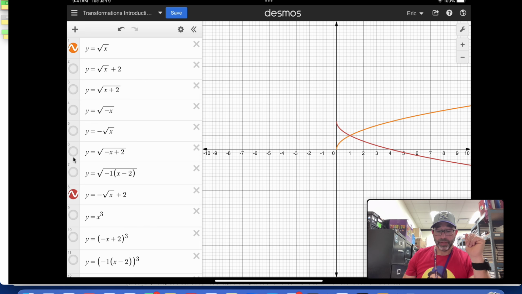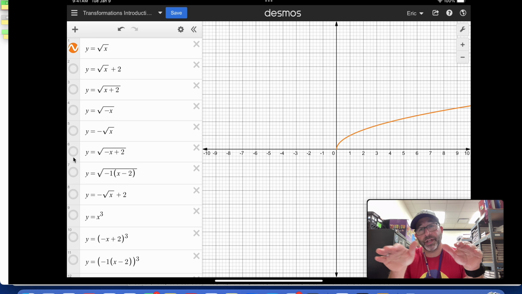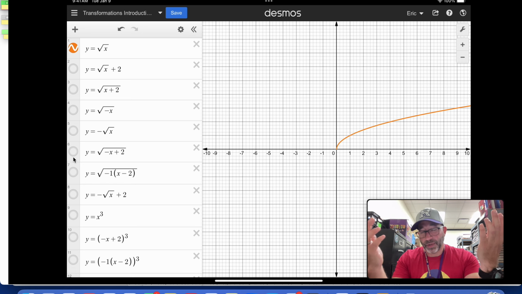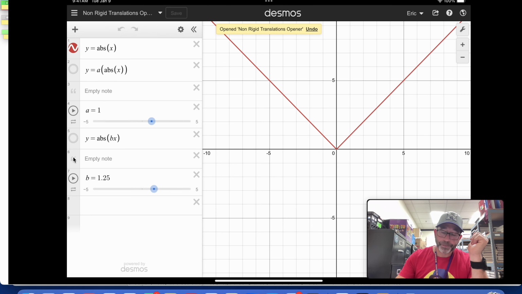That's it. These are all of the rigid transformations, meaning the shape itself doesn't change, it just moves. Left, right, up, down, reflecting over x, reflecting over y. That's it. Well, what about non-rigid transformations? This is the one that's a doozy for people.